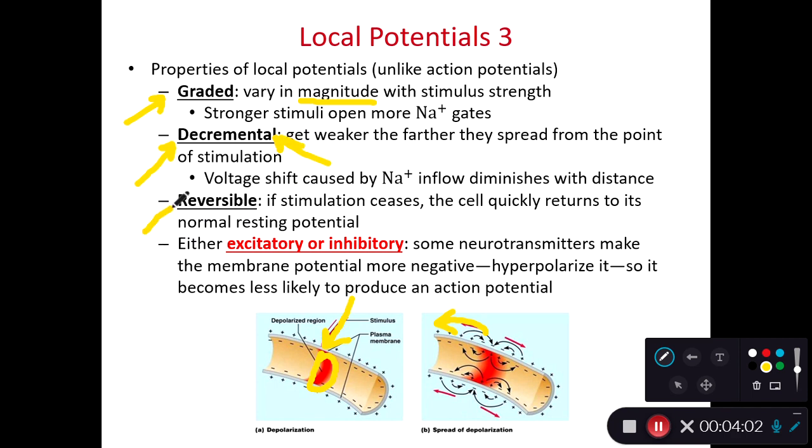Local potentials are also going to be reversible, which is a nice way of saying that if we stop stimulating the cell, we're going to stop having that change in voltage. The cell will go back to its resting membrane potential.